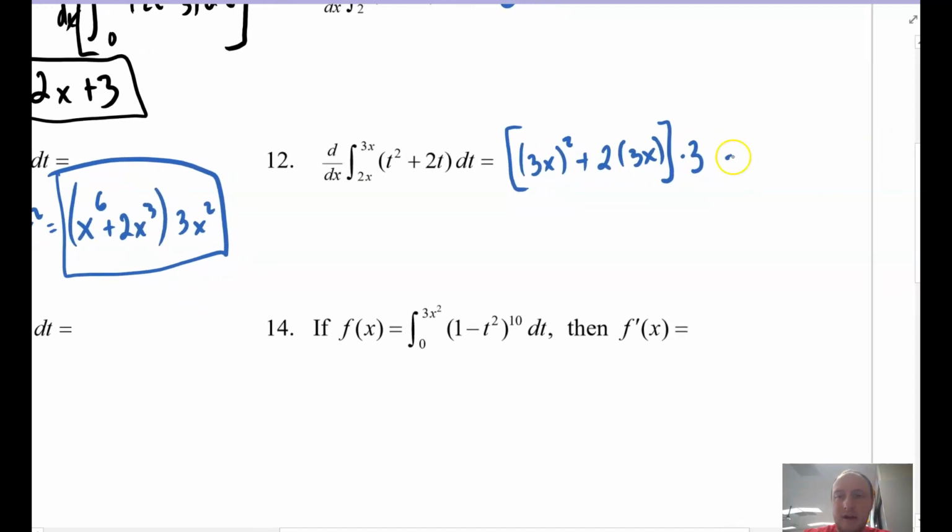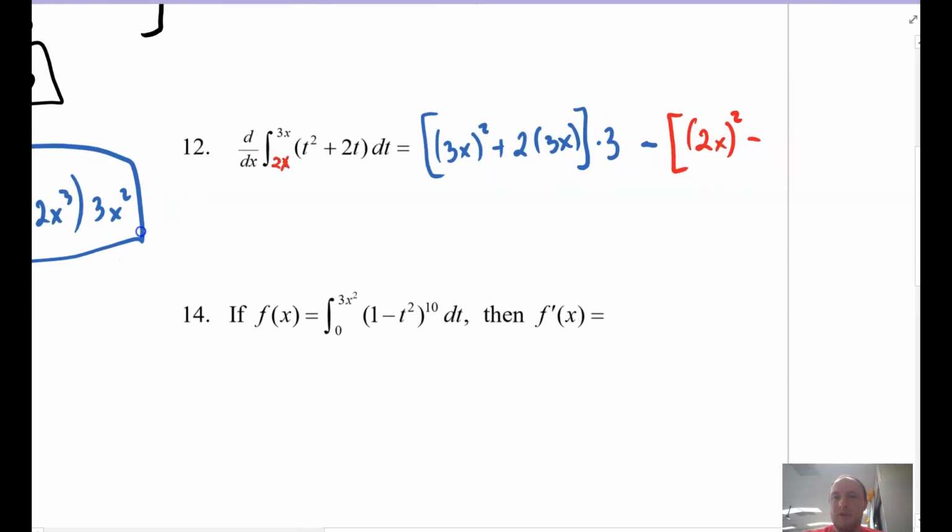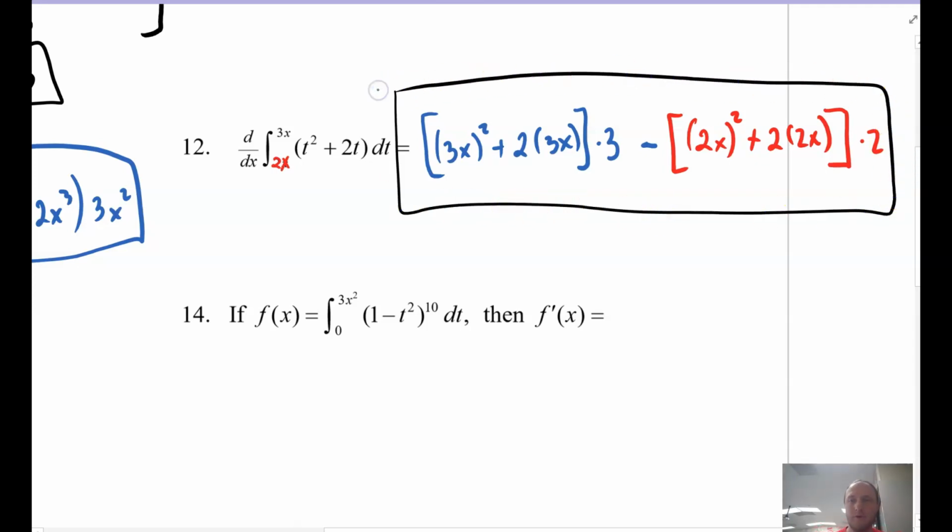Okay, and I'm going to now subtract. And I'll use this in a different color. So say this is 2x here. I'm going to subtract 2x quantity squared plus 2 times 2x, times the derivative of the inside, which is 2. Okay, and that's good enough to be your answer. You could simplify a lot there, but there's your answer.